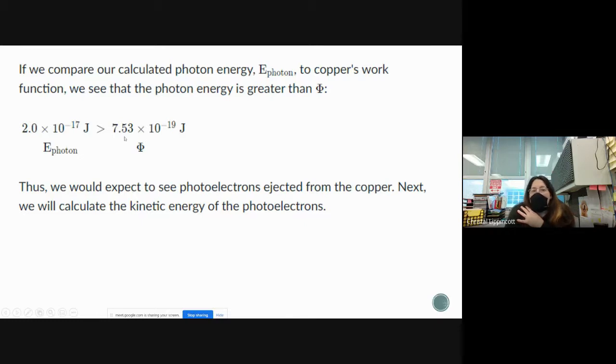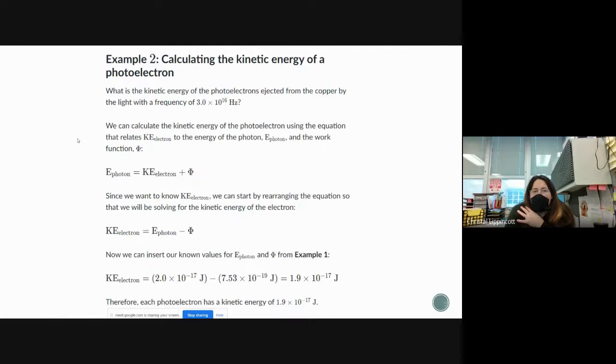So this is the threshold energy that you need. This is greater than that. That means that that's going to eject an electron. Okay. And we can go through all the calculations of that. We can see that there's enough energy there that we have a positive difference, which means that we're going to eject it.